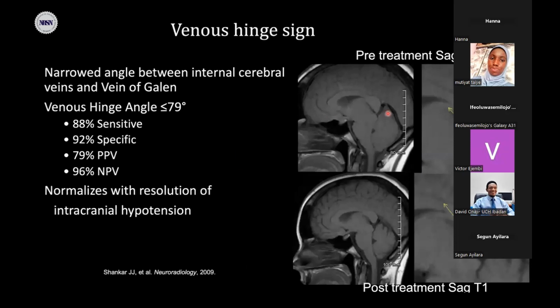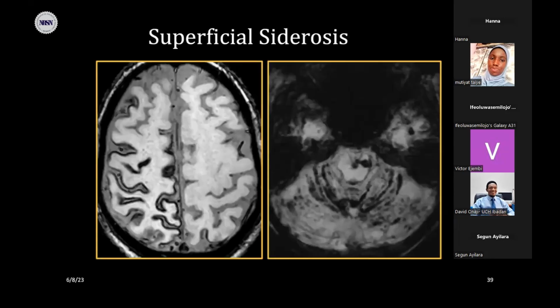The venous hinge sign has a specificity of 92% and a sensitivity of 88%. And this occurs with the dragging or depression of the splenium of the corpus callosum, indenting into the internal cerebral veins and the vein of Galen, narrowing the angle to less than 79 degrees. Okay, so this is indicative of an SIH, something to look out for.